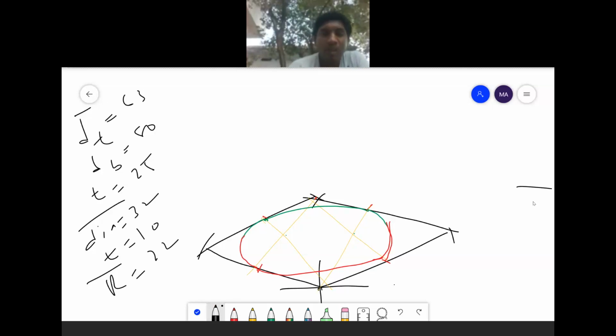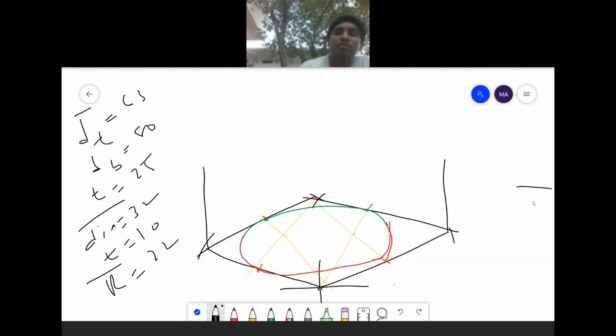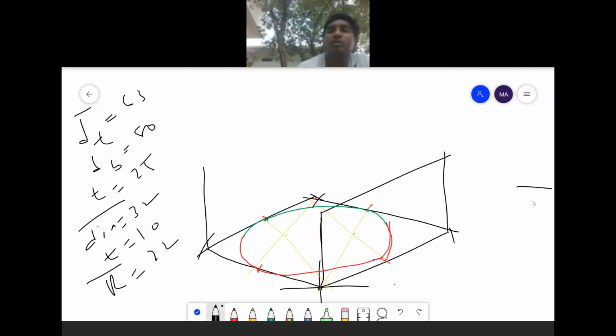Then I am extending it to how much? Here, first diagram, 25 mm. I am extending it by 25, 25, 25. Then I am joining these two. Then I am extending this one to 25, and I am joining this one as well.